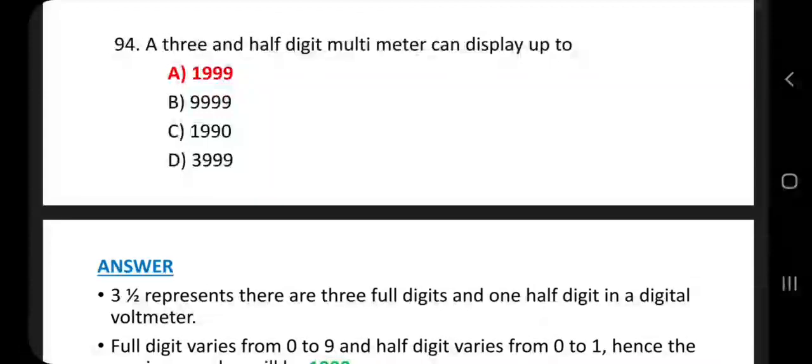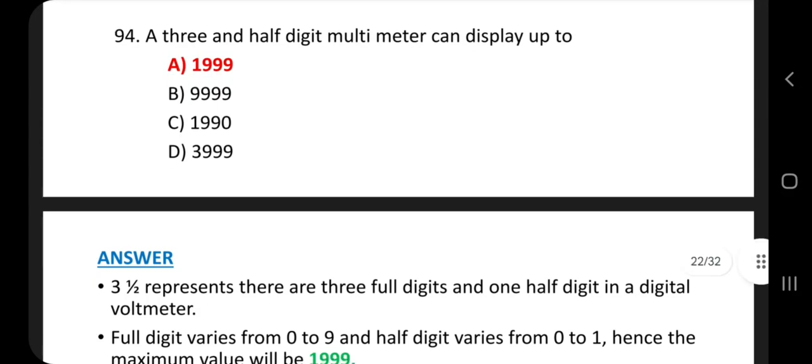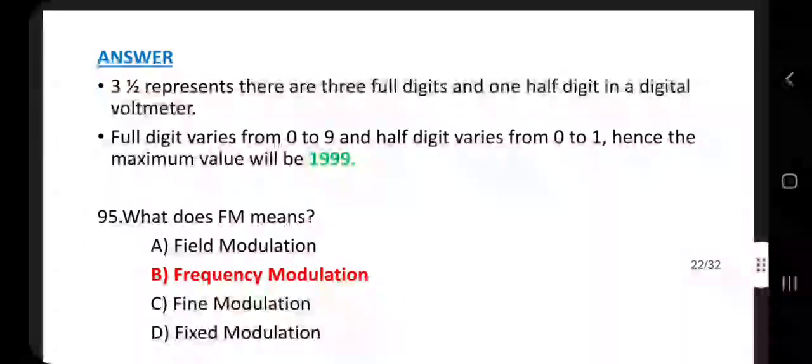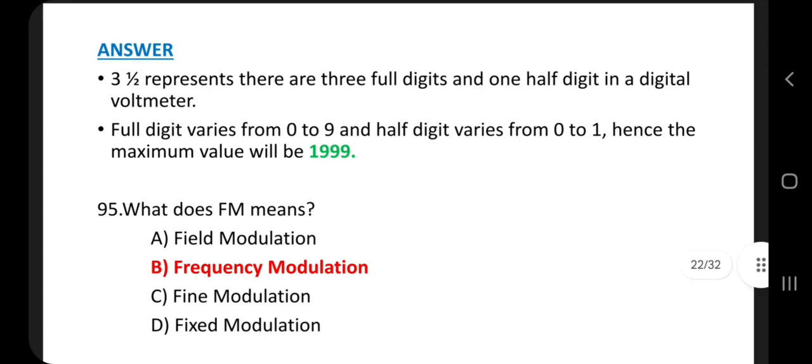Question number 94. A 3.5 digit multimeter can display up to, answer is option A, 1999. 3.5 represents that there are 3 full digits and a half digit in the digital voltmeter. The full digit varies from 0 to 9 and a half digit varies from 0 to 1. Hence the maximum value will be 1999.